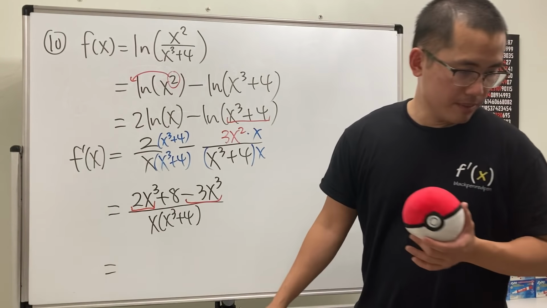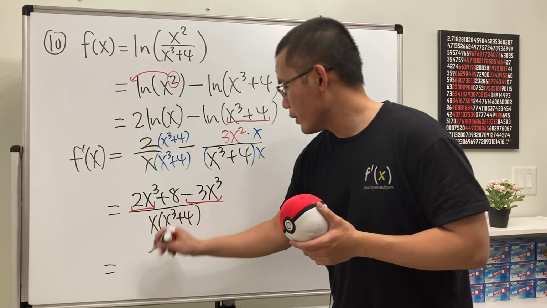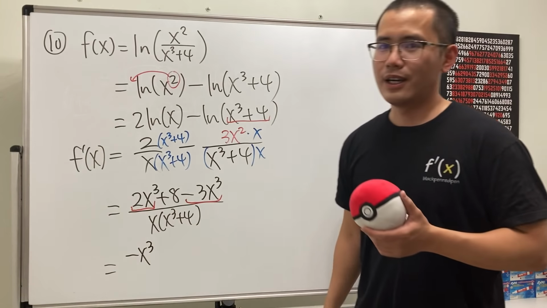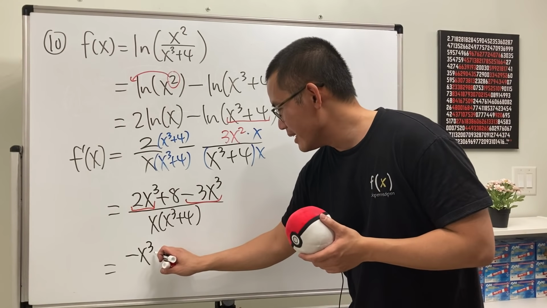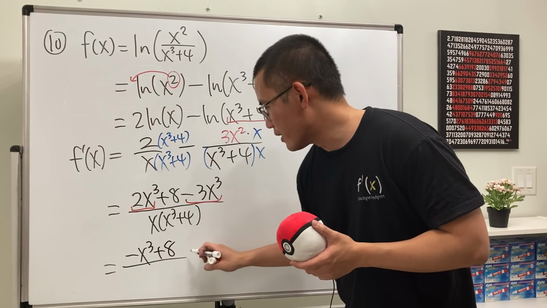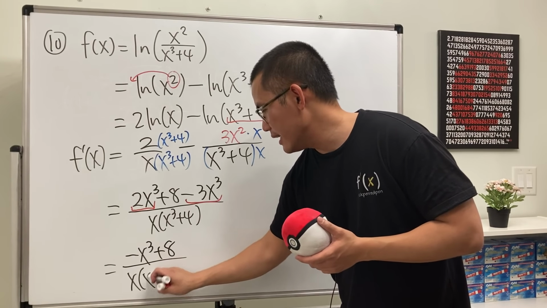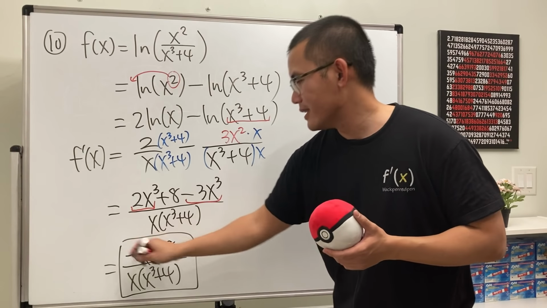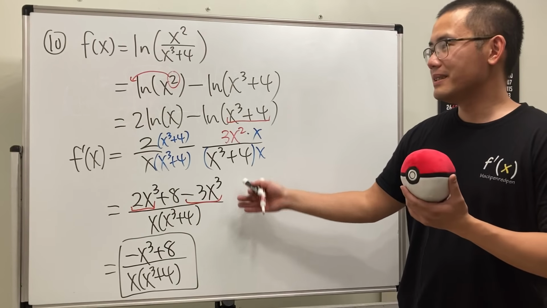So we will get, let me see how I wrote down the answer. Okay, we have the negative, right? This and that is negative x to a third power. That's how I wrote down the answer. And then plus 8 over x times x to a third power plus 4. Right? That's it. There you have it.